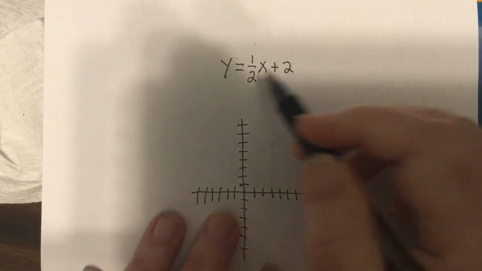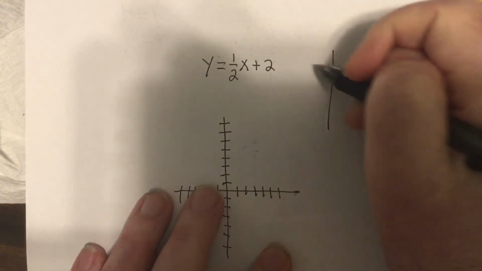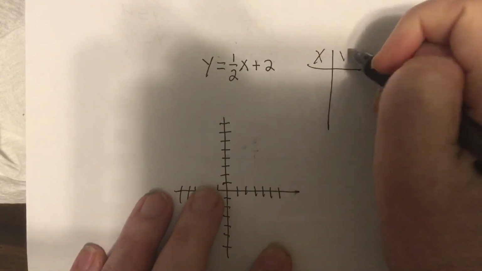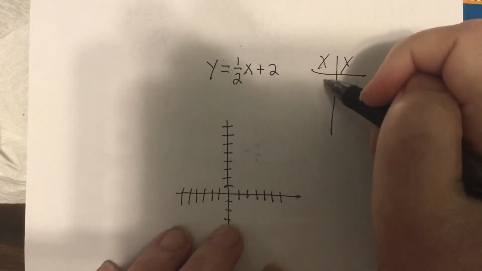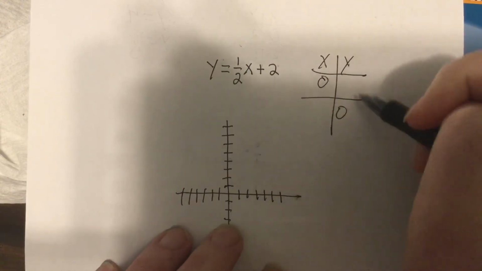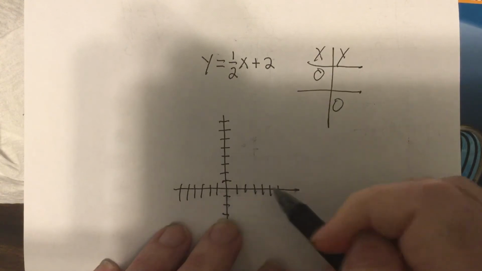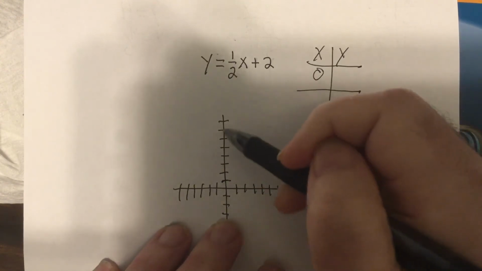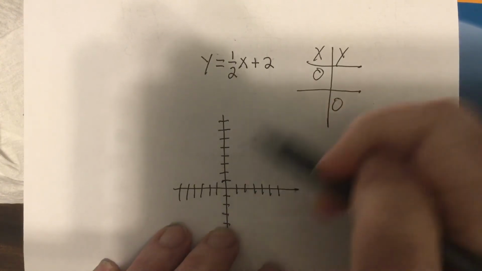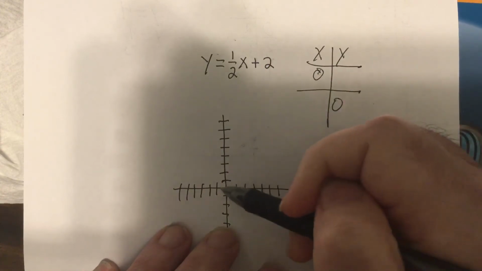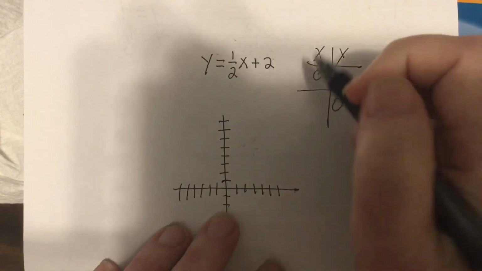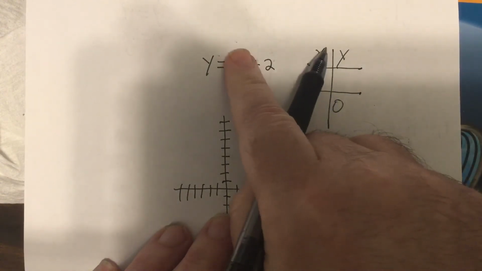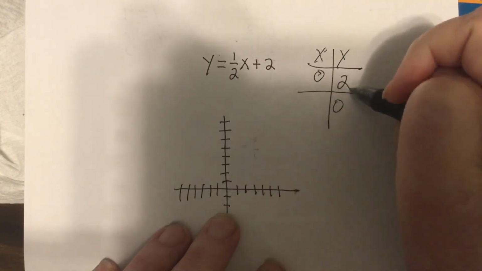Okay, try this one on your own. Find the intercepts. Okay, so x-intercept is when y is 0. The y-intercept is when x is 0. Because when x is 0, you're not going left or right, you're just going straight up and down. So put 0 in for x, the y-intercept is 2.